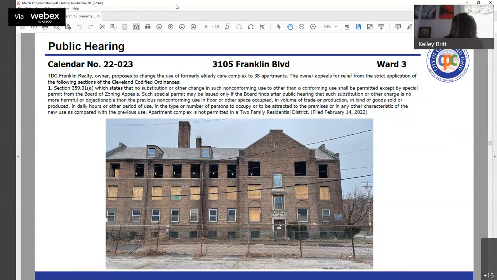All right, moving on. We go to calendar number 22-023. This is at 3105 Franklin Boulevard. TDG Franklin Realty, owner, proposes to change the use of a formerly elderly care complex to 38 apartments. The owner appeals for relief from the strict application of the Cleveland Codified Ordinance as stated in the agenda and the public record, and there is one item. Actually, Alana, can you just read that? Because I think it's important to have that out.